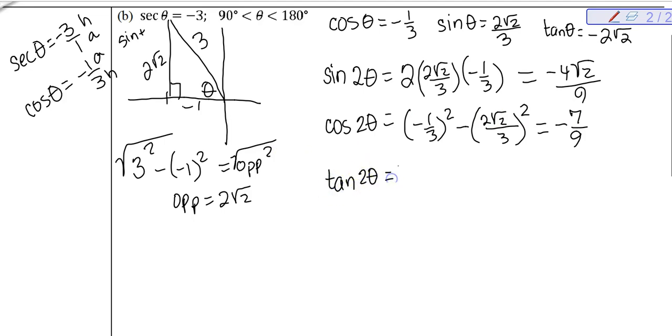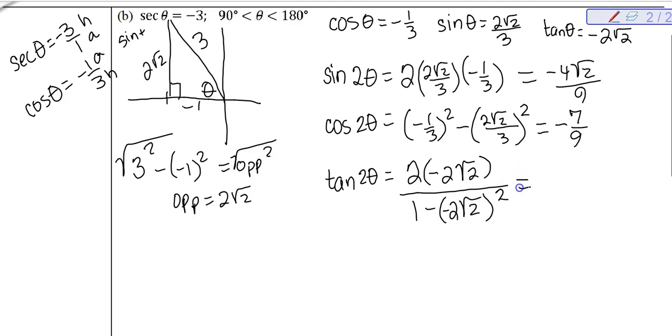The tangent of 2 theta, plugging that in, would be 2 times tangent of theta, which is negative 2 square root of 2, over 1 minus negative 2 square root of 2 quantity squared. Sorry about that. It took me a second to get there. Doing a little math here, which is negative 4 square root of 2. I'm going to simplify here in a second. Over negative 7. Let's finish it out. It's 4 square root of 2 over 7.